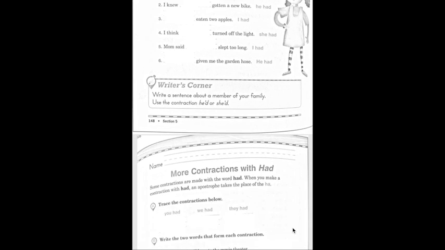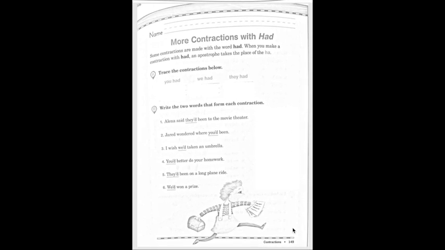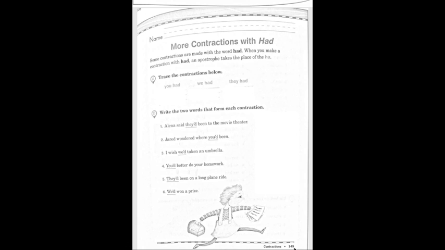And after you've done the writer's corner on Seesaw, you can go ahead and complete page 149 on your own. 149 does more contractions with had, and we follow that same rule of taking out the HA and putting in an apostrophe. The only difference is our subject, the person. It is you, we, and they. See if you can try those ones on your own.